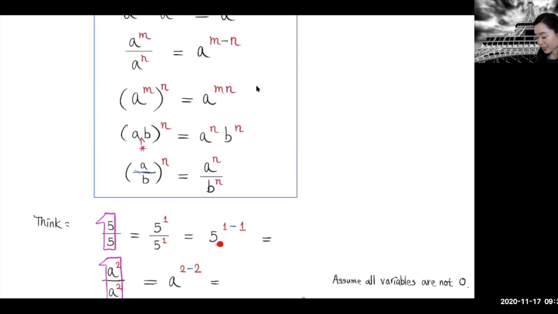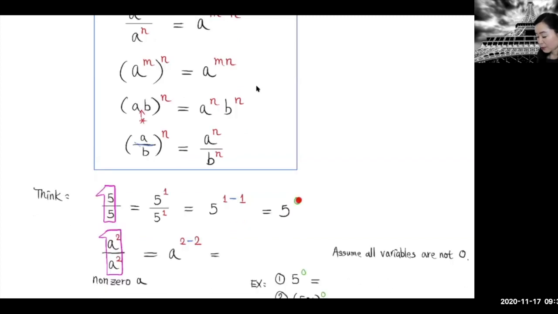This is going to be 5 to the what power at the end? 0? 5 to the 0 power, yes. Now, this is 5 to the 0 power, which is equal to 1. You see, we just discovered that 5 to the 0 power is 1. Notice the 0 power just means that the exponents subtract out, which means the numerator and denominator are the same. So dividing, you get 1.